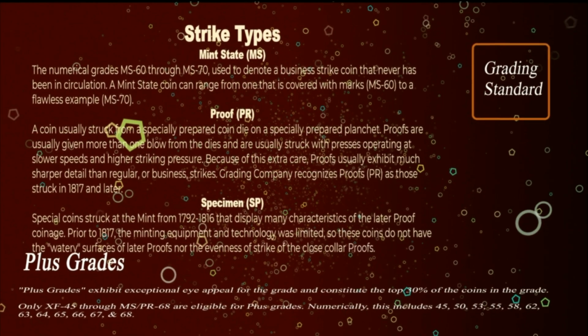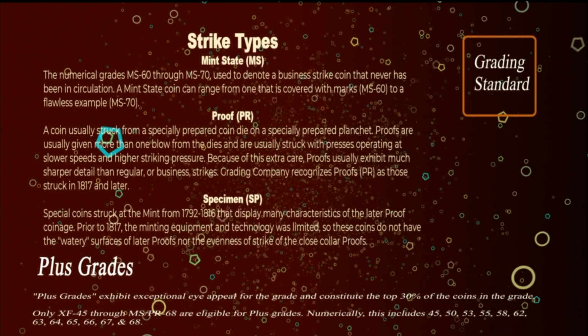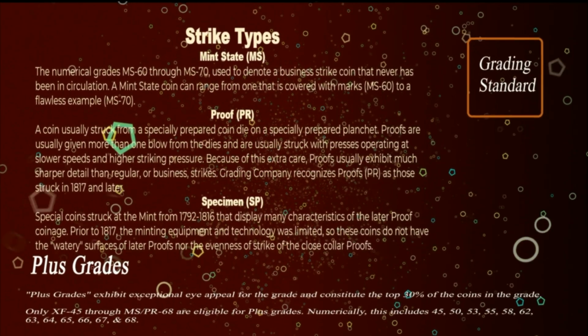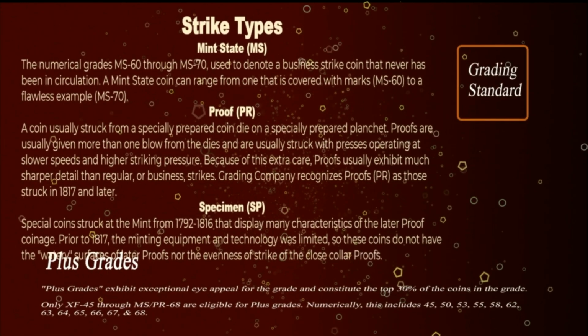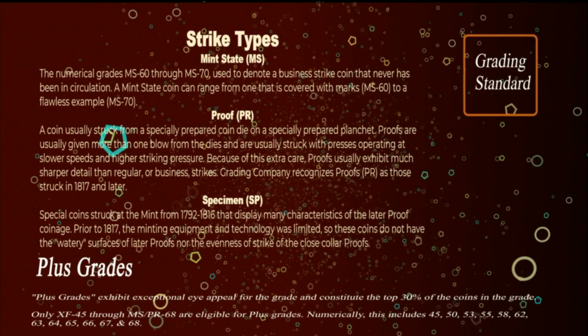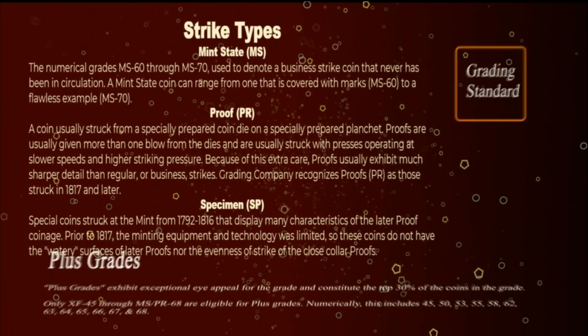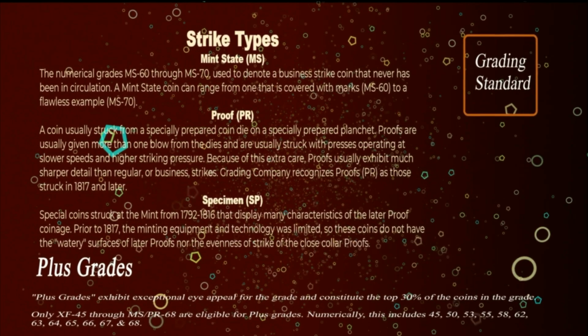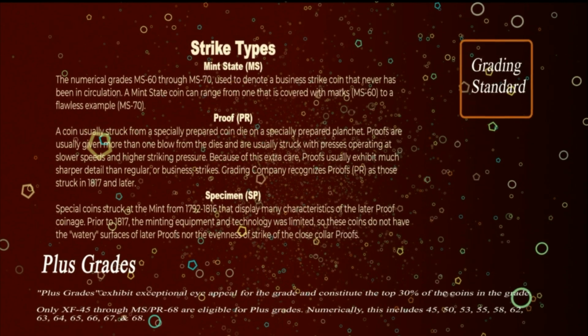3. Specimen or SP. Special coins struck at the mint from 1792 to 1816 that display many characteristics of the later proof coinage. Prior to 1817, the minting equipment and technology was limited, so these coins do not have the watery surfaces of later proofs nor the evenness of strike of the close collar proofs.